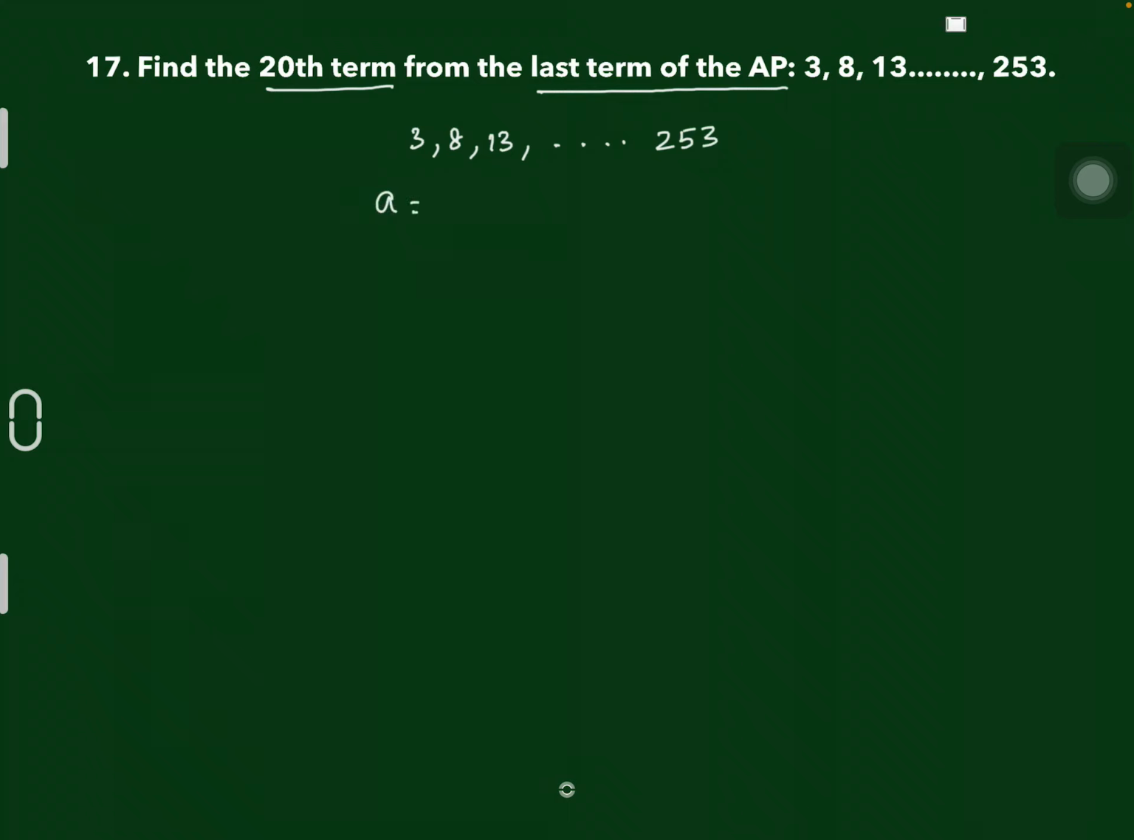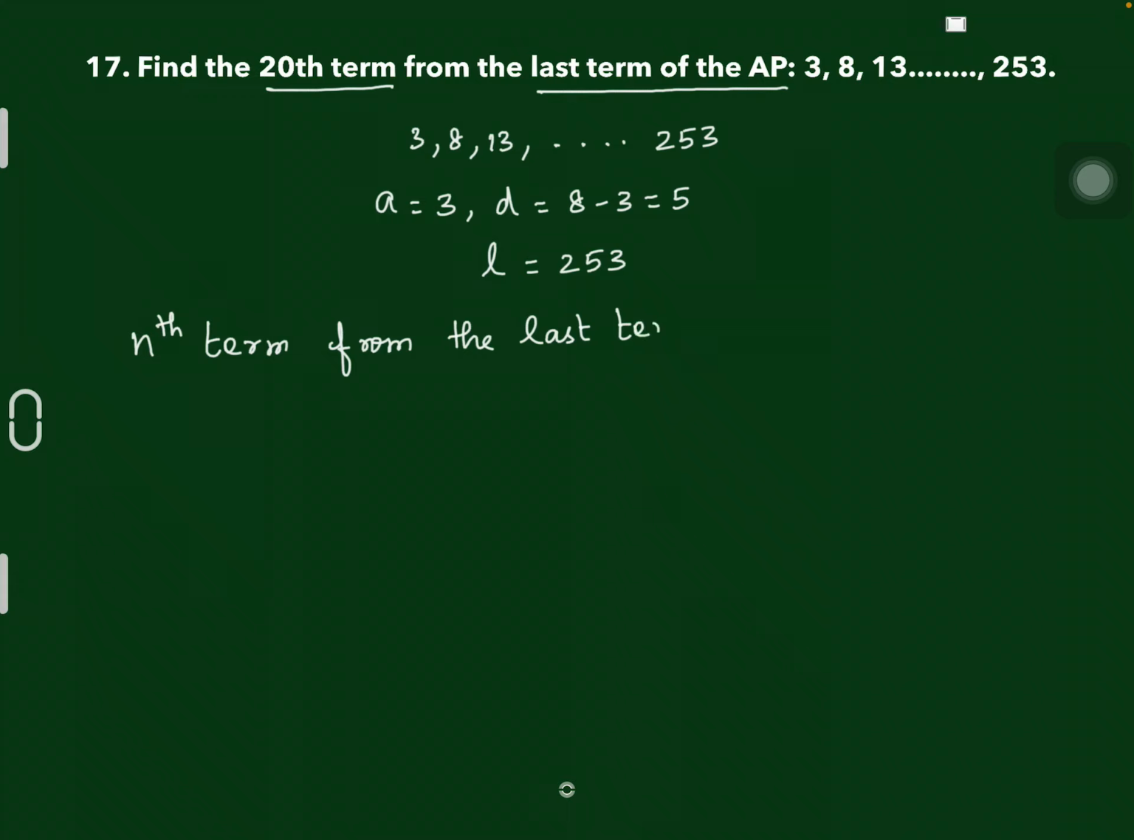So, what is A here? 3. What is D? 8 minus 3, that is equal to 5. What is L? 253. There is a formula for finding the nth term from the last term of the AP. There is another method which is a little confusing. So, let us use this method, that is using the formula, the nth term from the last term of the AP is given by L minus (n minus 1) into D.